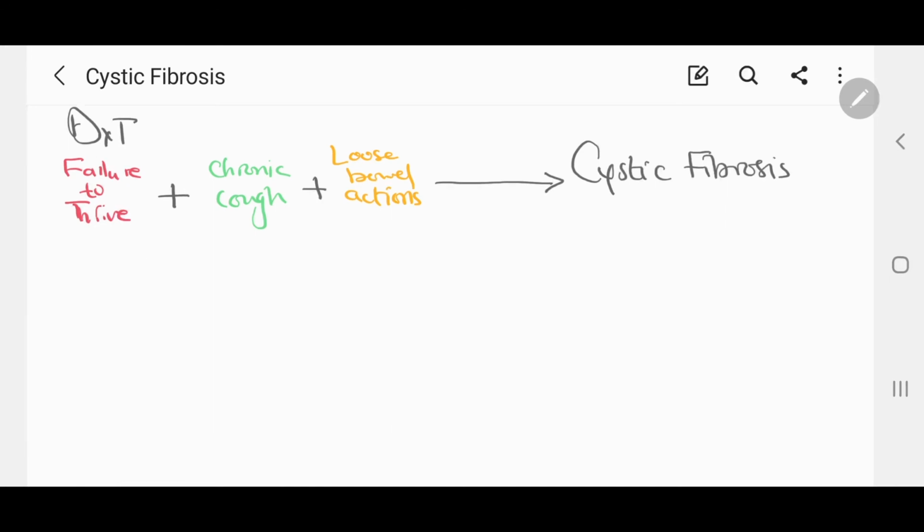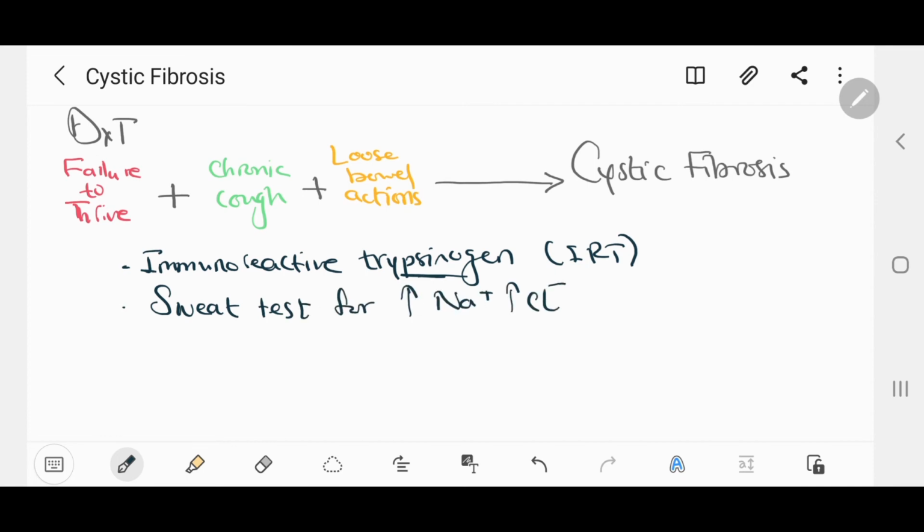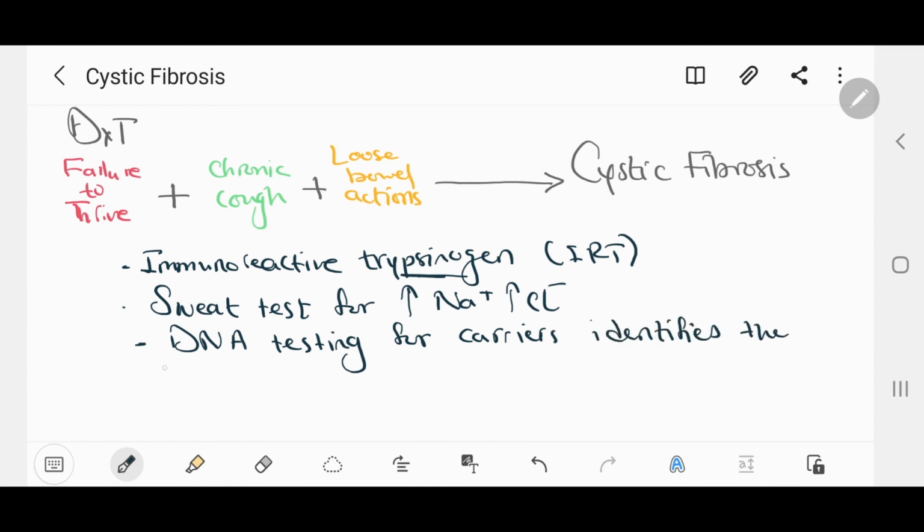So besides the clinical signs, we can do some investigations to diagnose cystic fibrosis. The first one is the immunoreactive trypsinogen. The trypsinogen is produced by the pancreas, and due to the blocked ducts in the pancreas, we'd be having abnormal drainage and high IRT. In newborns, this test can detect 75% of cases. We can also test for sodium and chloride, the sweat test, and they'd be having high sodium and chloride. And the last one is the DNA testing for carriers, which identifies only the most common mutations, 70-75% of cases.